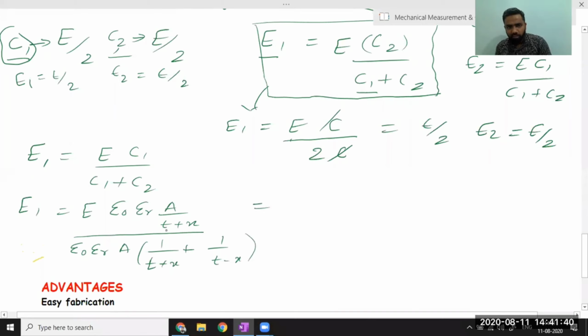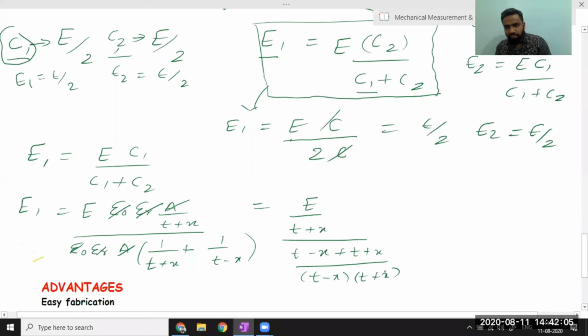Now I'm just trying to simplify. Now look at this thing. Epsilon naught is getting cancelled, epsilon r is getting cancelled, E will be as it is, A will also get cancelled. So what will remain is E upon T plus X. Now I'll try to simplify this. This will be T minus X plus T plus X. Don't do T square minus X square. Keep it as it is, T minus X into T plus X. Now you can see T plus X will get cancelled. What will remain is E into T minus X.